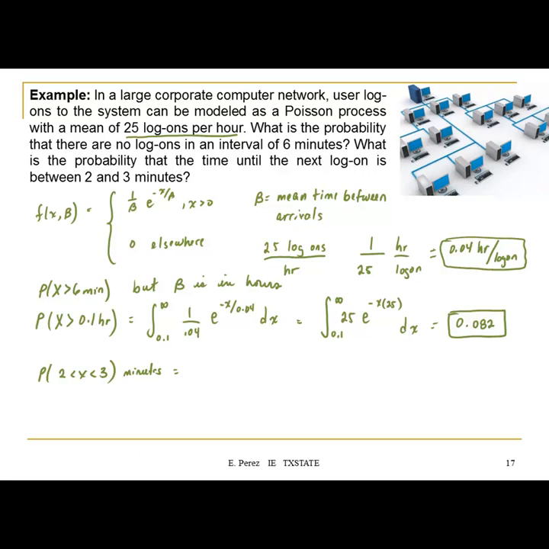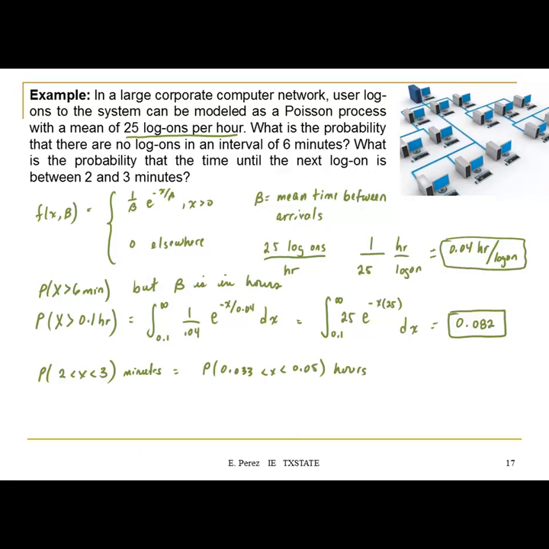Can we solve this using our information right now? What do you need to do? Correct. You need to change this to hours. So this is equal to the probability of x being between 0.033 and 0.05, and this is in hours. So remember, you need to be consistent with your units.